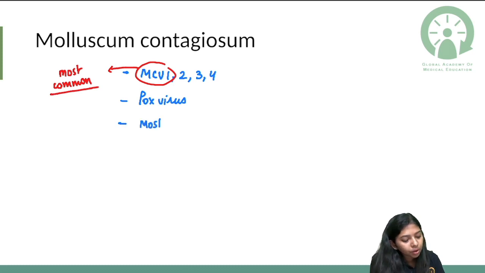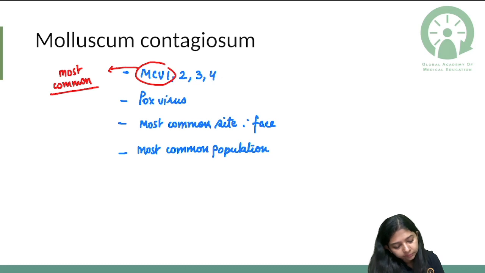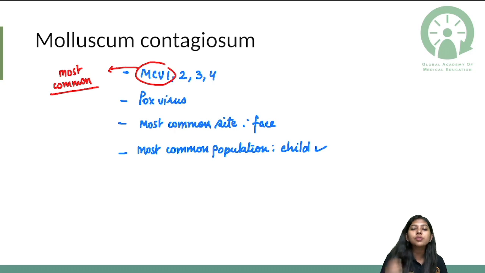Now, which is the most common site you get lesions on? Face. Which is the most common population that it affects? It affects a child. So, if you get a clinical question, it's going to be a child mostly with asymptomatic pearly white papular umbilicated lesions. In the same context, let's discuss where do we get umbilicated lesions.